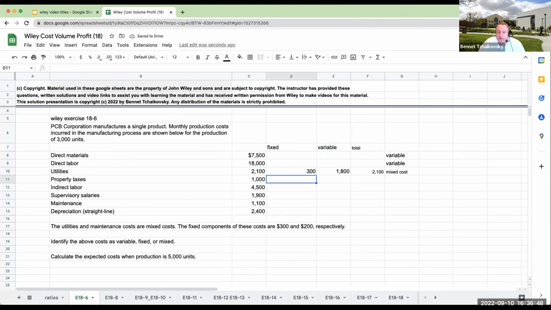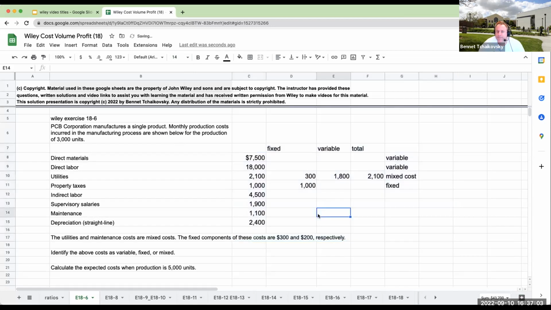For property taxes, this is 1,000, and property taxes are generally going to be fixed, because they're not going to be changing with production. They're going to be basically staying the same. Indirect labor, that's actually a good one. We wouldn't have indirect labor if we were not going out and producing things at the factory, so I'm going to say that this is variable.